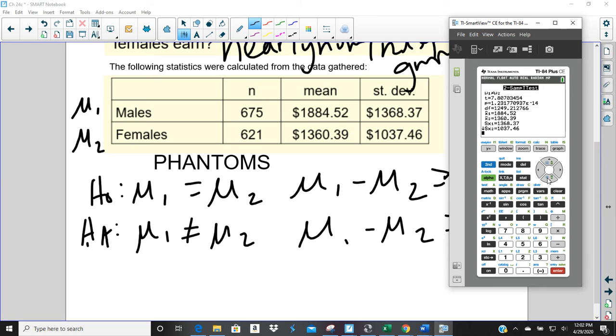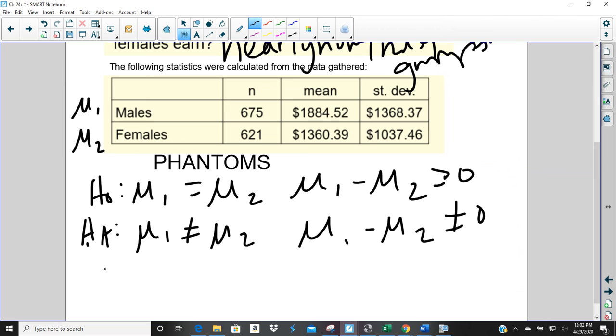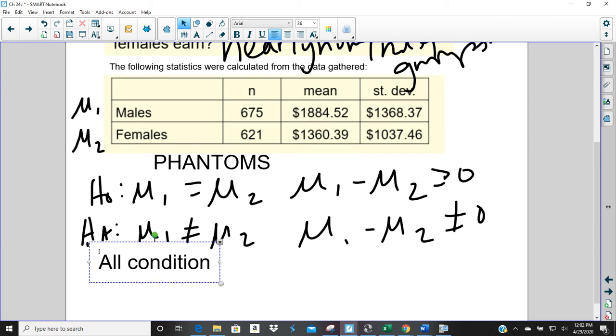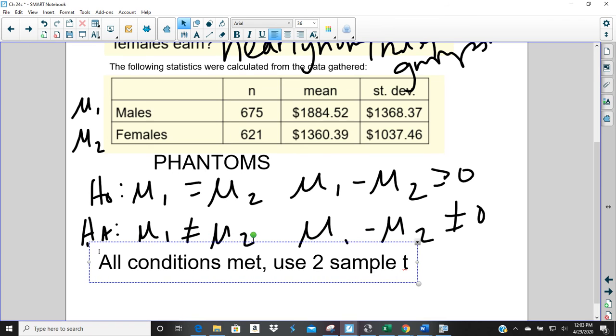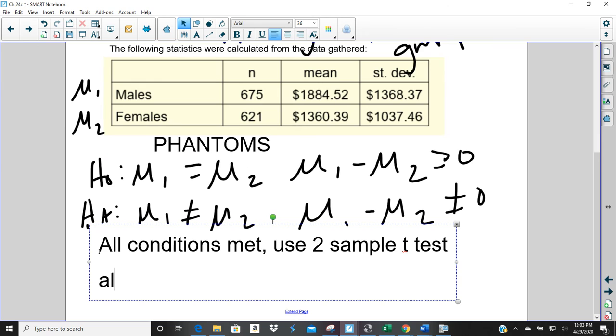Okay, so let me write this stuff down. All conditions are met that use a 2-sample t-test. I'm also going to have an alpha level equal to 0.05.